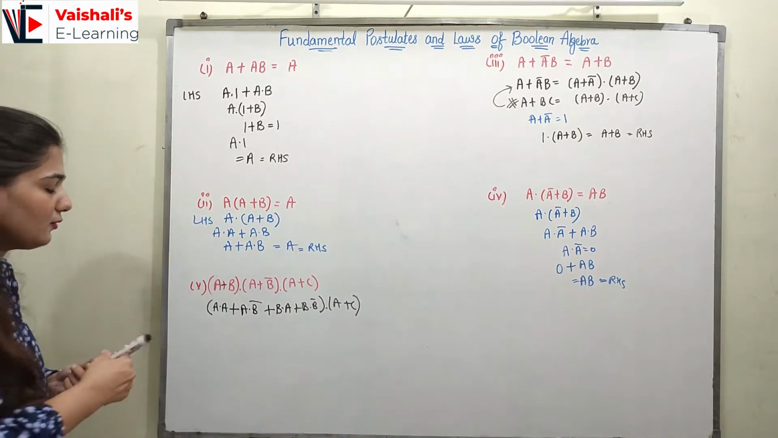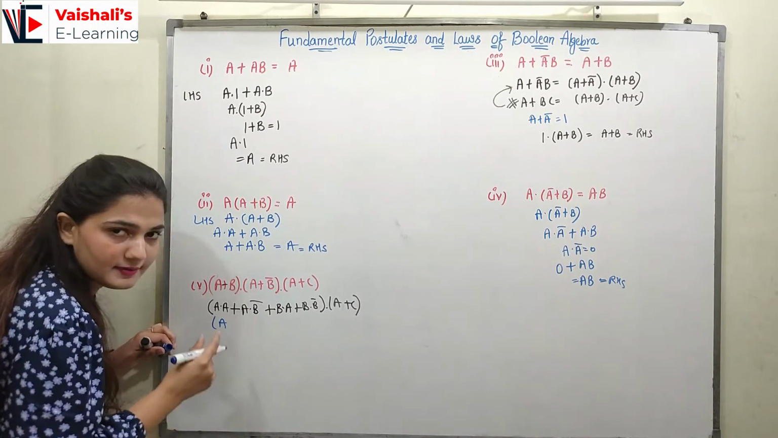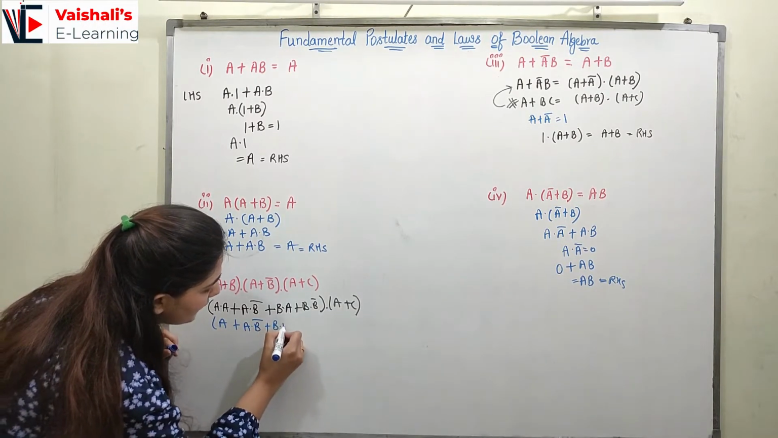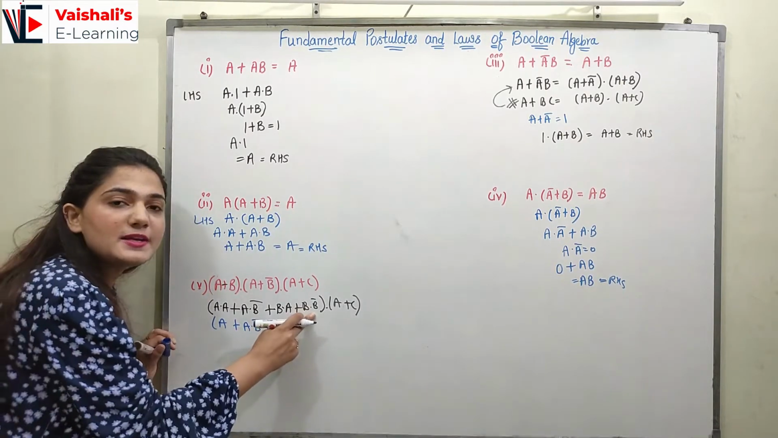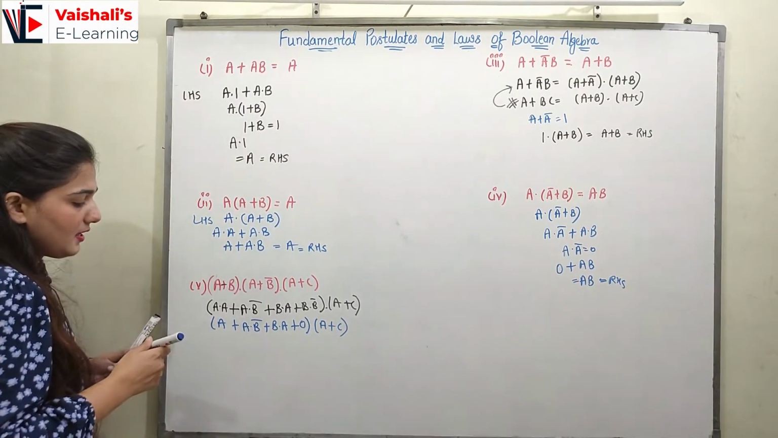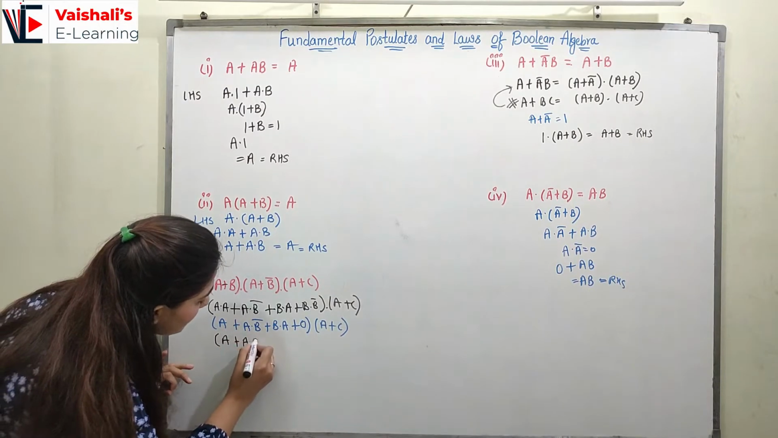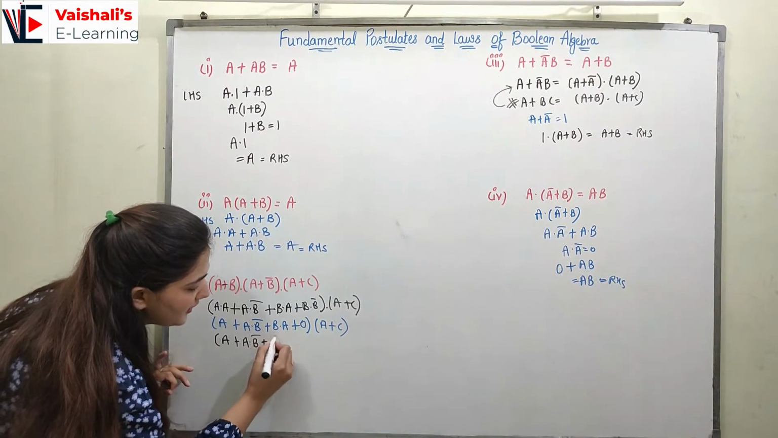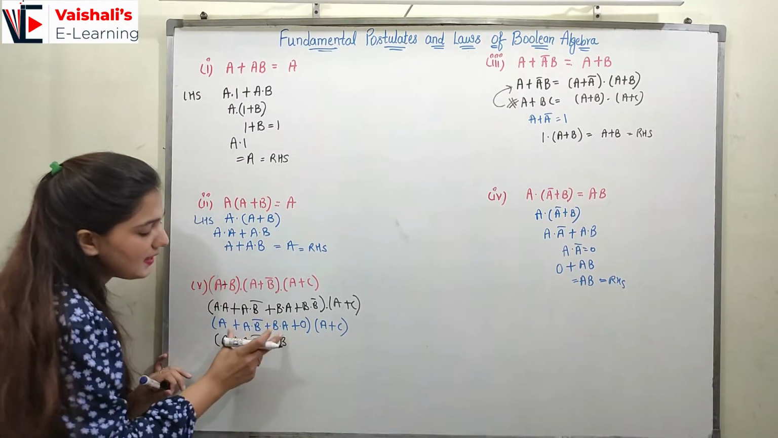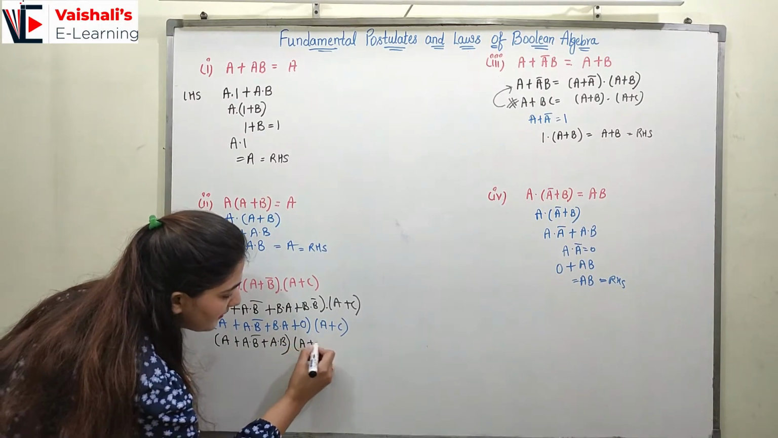Right? So now I know A dot A will be equal to A only, right? Plus A dot B bar plus B dot A plus B dot B bar, which will be equal to 0, multiplied with (A plus C). Right, so now let's simplify it further. We have A plus A dot B bar, and now here I am using the commutative property, A dot B is equal to B dot A. So I am writing it as A dot B. So any variable added with 0, I am going to get the variable only. So here I have (A plus C).